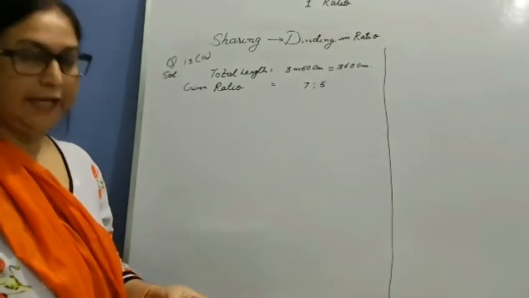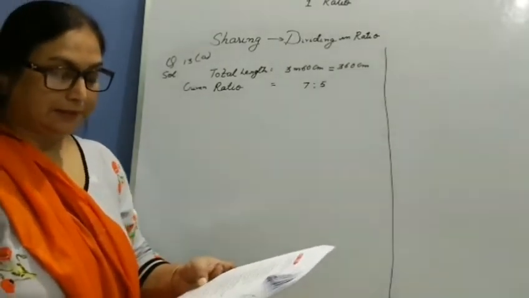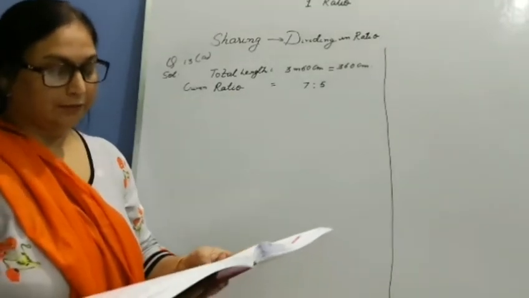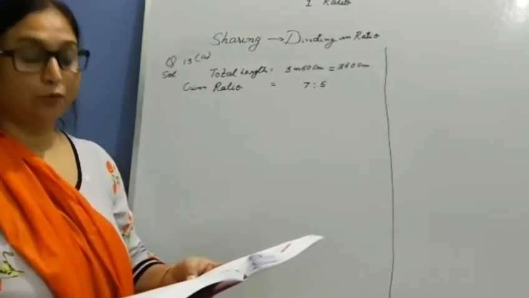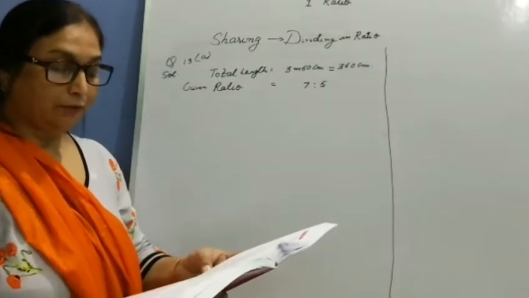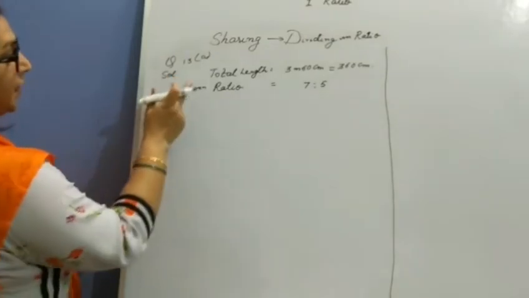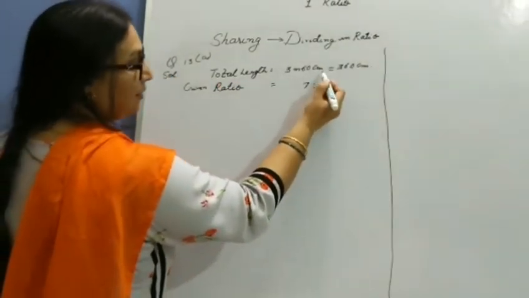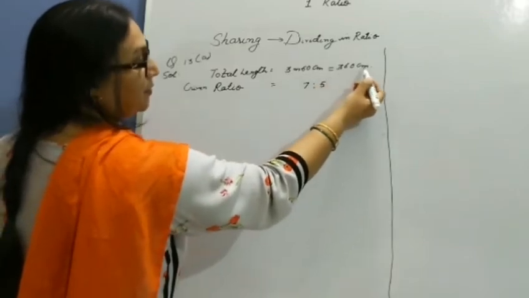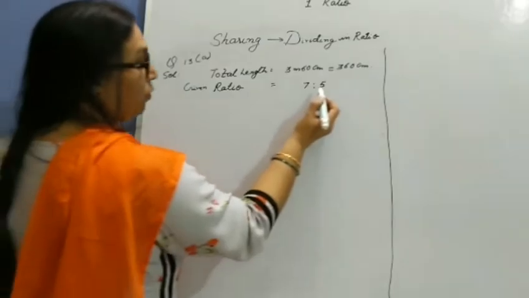Children, question 13 A part. A rope of length 3 meter 60 centimeter is cut into 2 pieces such that the ratio of the length of the pieces is 7:5. Find the length of larger piece. So how to proceed? Already I have noted the details given. Total length of the rope is 3 meter 60 centimeter. It means 360 centimeter. The given ratio is 7:5.